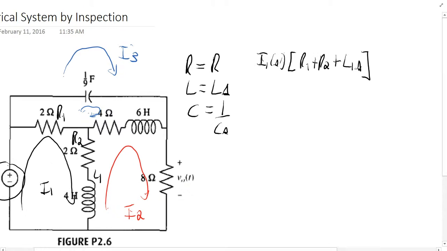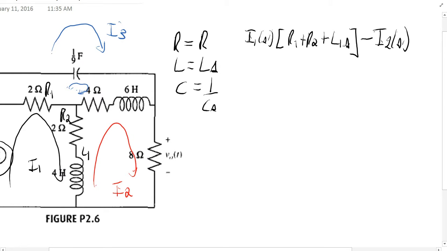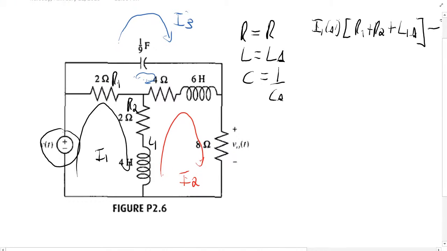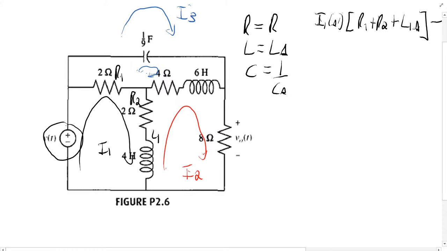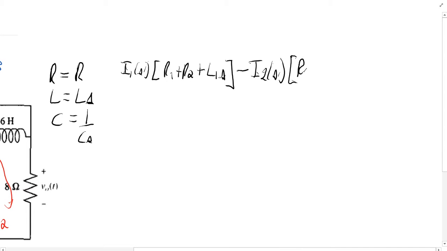So now we're going to subtract I2 of S. And in a similar way, we're going to open our parentheses, but this time we're going to look at the components that are shared by I1 and I2, which is going to be the R2 right here and the L1 right here. So we're gonna write R2 plus L1S and close our parentheses.